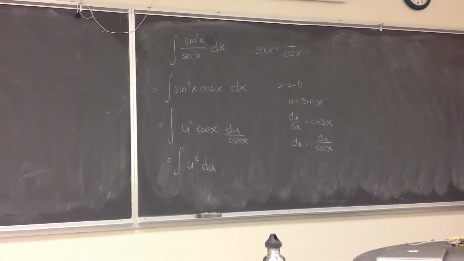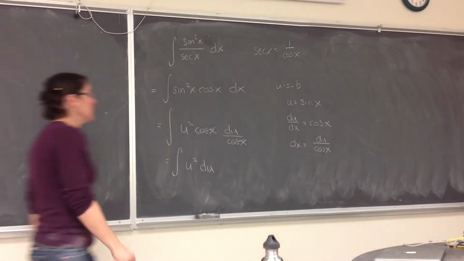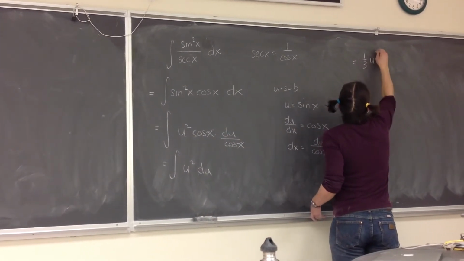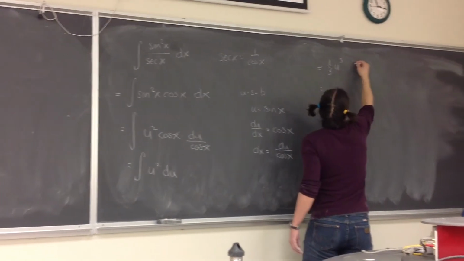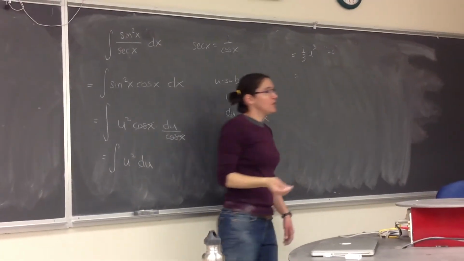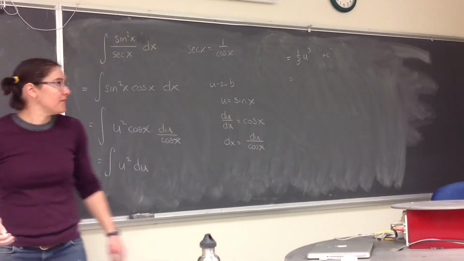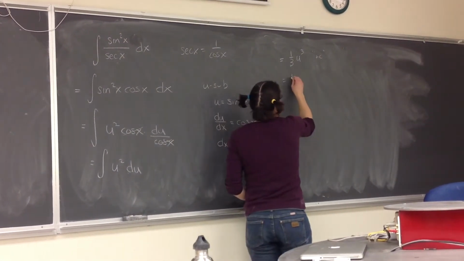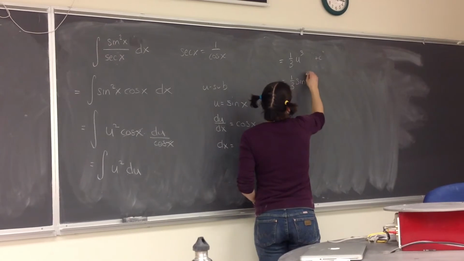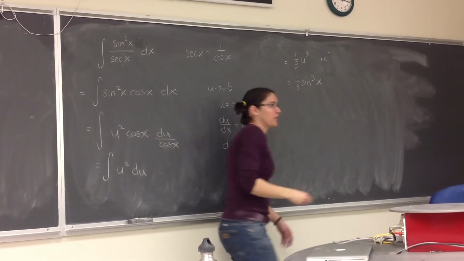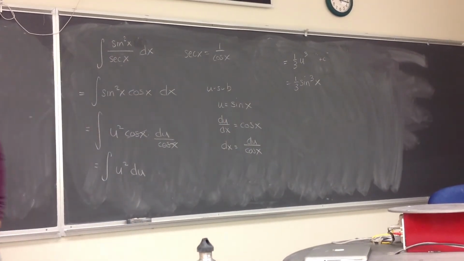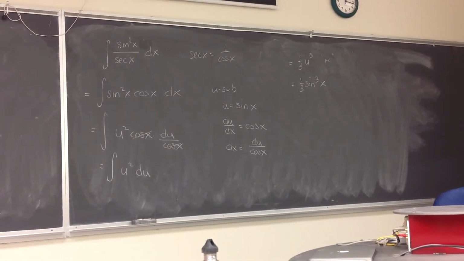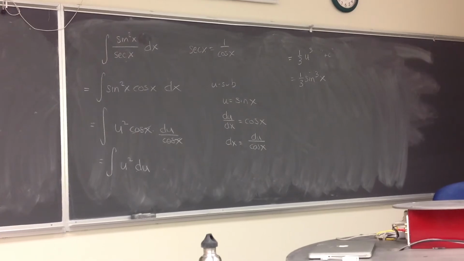Everything is now in terms of u, so we can go ahead and take our antiderivative. We've got 1/3 u to the third plus c, although this is again an intermediate step, so we'll worry about the plus c's at the very end. Change our u's back into x's, and we have 1/3 sine cubed x. All right, any questions about the integral for the right-hand side?